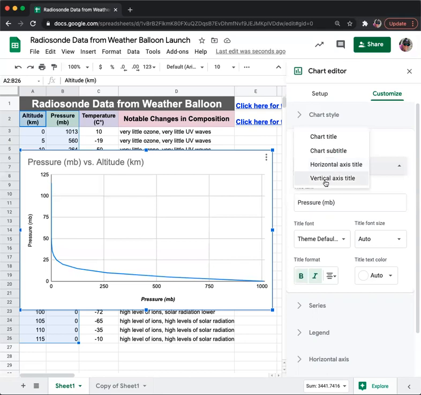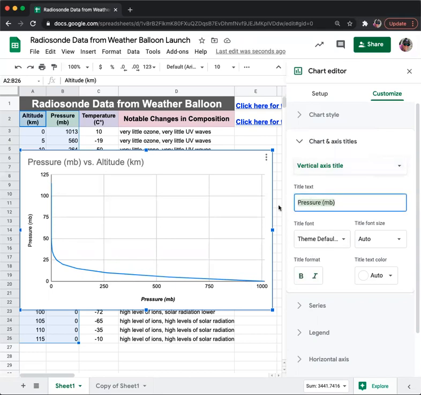Now I'm going to change my vertical axis title, right? Because it currently says pressure and they can't both be pressure. That'd be crazy. So I'm going to erase that. I'm going to put in altitude in kilometers because that's what our weather balloon did as it went up in the atmosphere, it measured the pressure every 5 kilometers. So that's why we have that unit. Again, I'm going to bold and italicize.